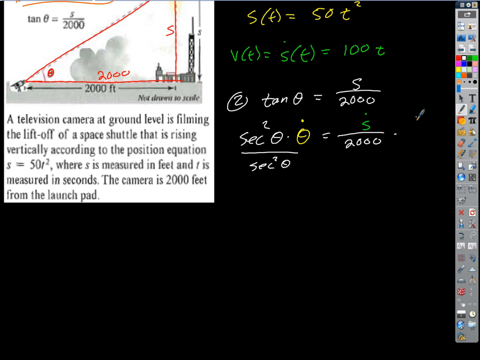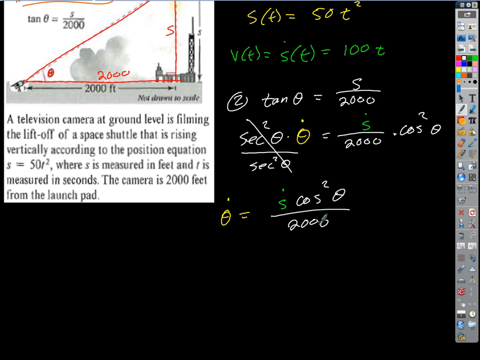Cosine. So isn't that the same thing as multiplying by cosine squared of theta? Right? So those guys cancel, and I end up with my equation being theta dot equals S dot cosine squared theta over 2,000.